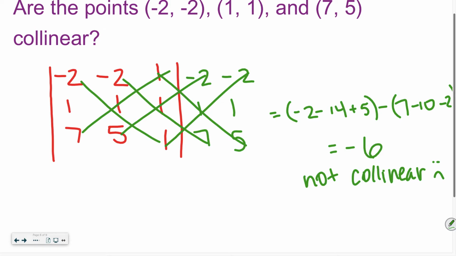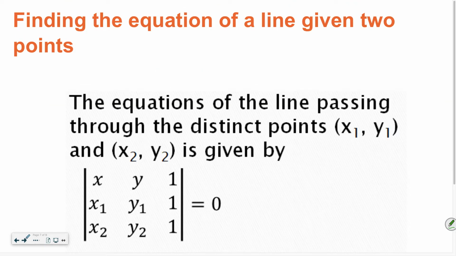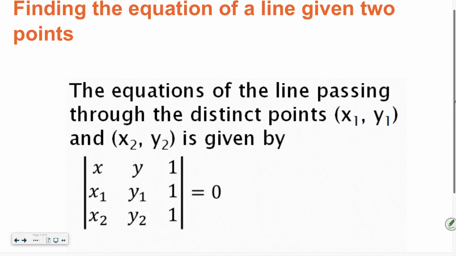Right? Okay. Another option that we have, since we know that this matrix would be 0 if they were collinear, is we could plug in 2 coordinates with a generic coordinate x, y. And if these 3 coordinates lie on a line, the determinant should be 0. So this will actually give us the equation of a line without having to calculate slope.